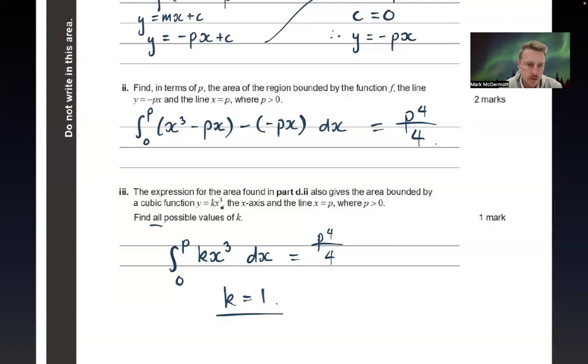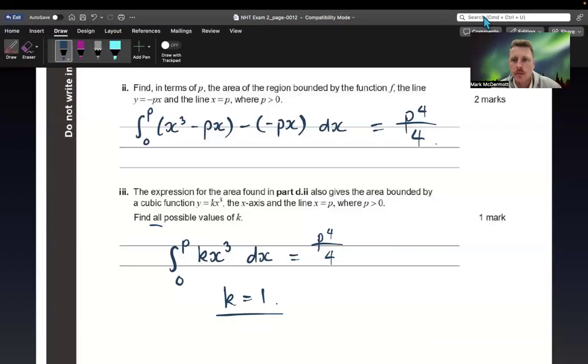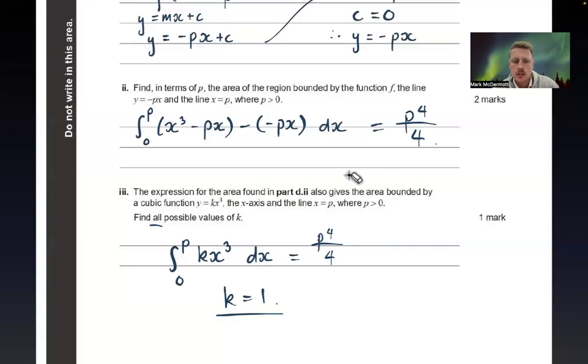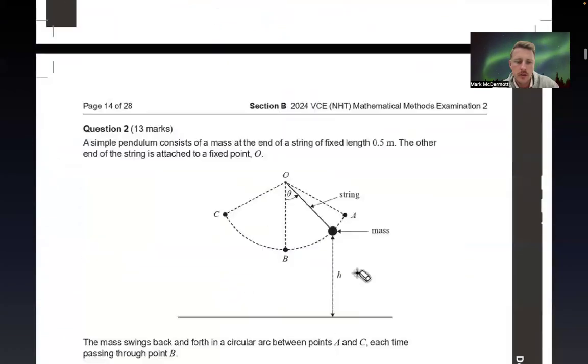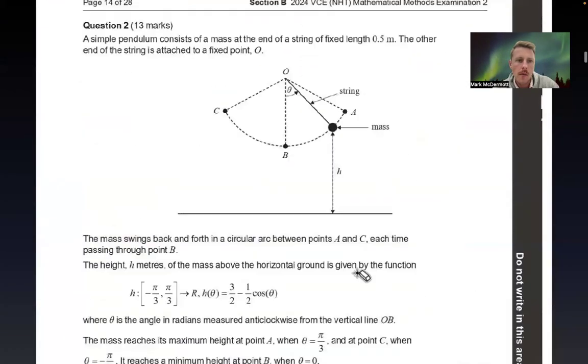I'm very concerned about that word, all possible values of K. Let me have more of a think. I'm not sure if I've made an error there, but just that word all, find all possible values of K, makes me think that I've missed something. I've only got one value of K. Anyway, let me know if you think I've got something wrong there.